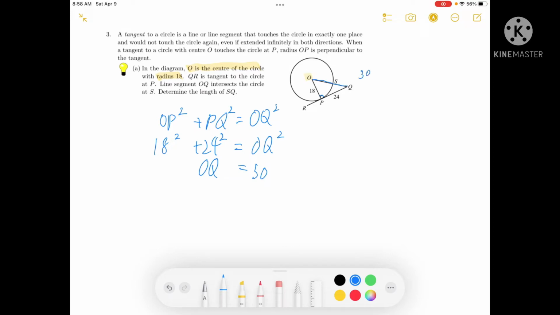Because we know that in a circle, all the radius lengths are equal, OS is equal to 18. Therefore, we can find that SQ is equal to 30 minus 18, which is 12. So that's it for question A. Let's move on to question B.